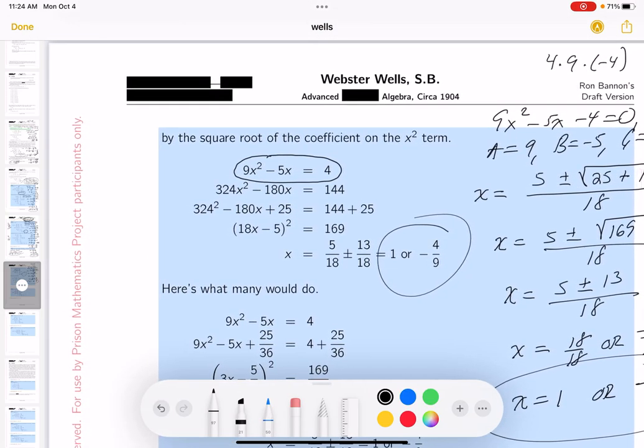So I'm going to divide through by 9. I'm taking this thing. You're going to get x squared minus 5 ninths x equals 4 ninths. I'm going to complete the square, take half of minus 5 ninths, and you would get minus 5 eighteenths, and I need to square that. And it's problematic, there's no doubt about it. So that's going to be 25. And let me do the 18 squared for you.